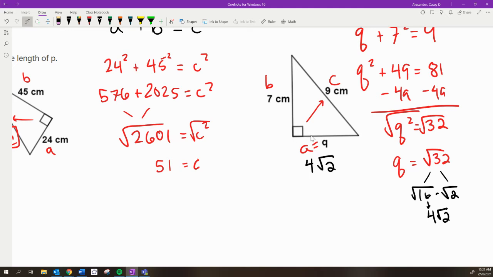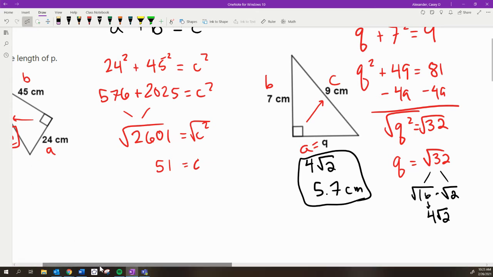But then I also asked you to do it as a decimal approximation. And so if you use a calculator, the square root of 2 is 1.414. And then I'm just going to multiply that by 4. So 5.7, if you round it to the nearest tenth. 5.7 centimeters. So those are the answers on those.